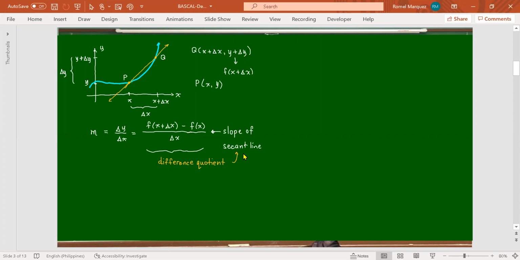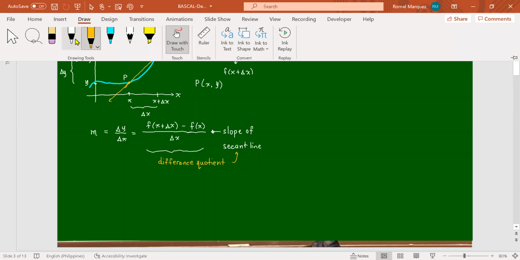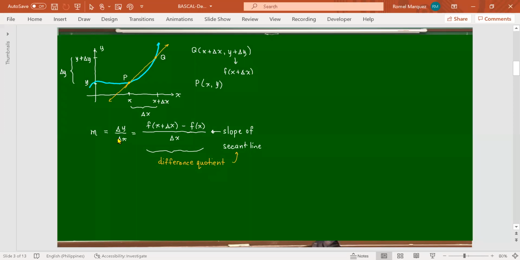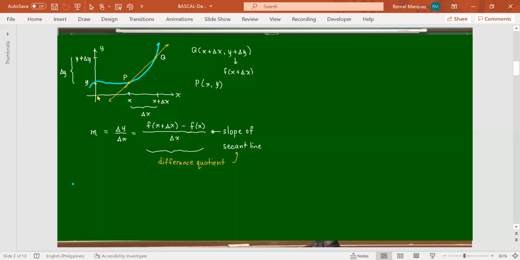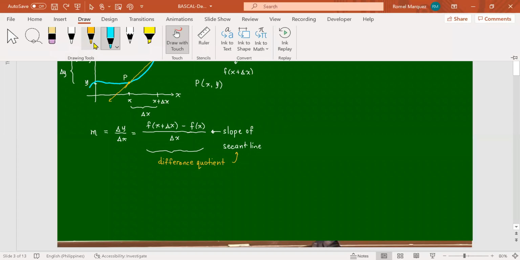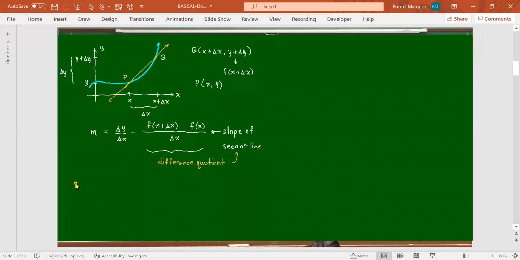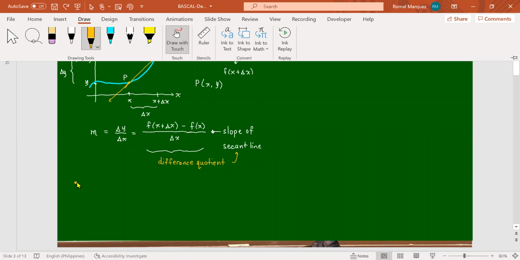Now, if I get the limit of this as delta x approaches 0, what will happen to this secant line as Q approaches P? This time, we will be talking about another thing called the instantaneous rate of change.